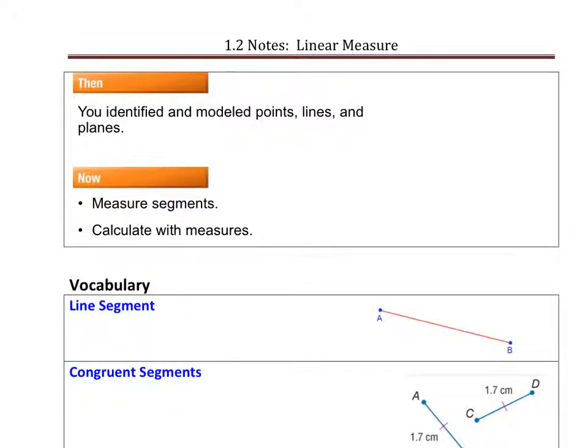Hi everyone, this is the second section of Chapter 1. It's titled Linear Measure, and we're going to be talking about segments through this section, specifically how to name them, how to measure their lengths using a ruler, and also how to calculate lengths. So that's really the focus here of this section.